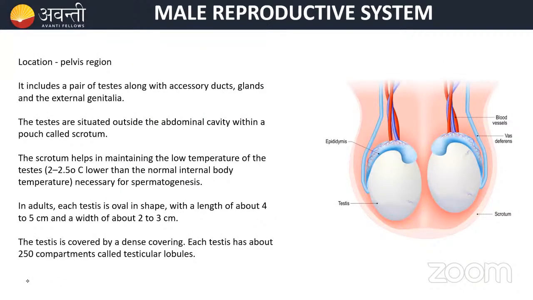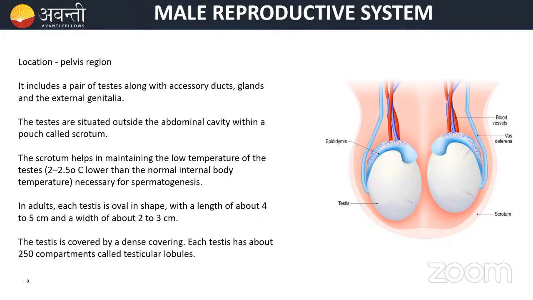So first we are going to discuss the male reproductive system, which is located in the pelvis region. The male reproductive system consists of the testis, which is the primary sex organ. Why is it the primary sex organ? Because first, it produces the male gamete, and second, it produces the hormone, which is androgen or testosterone. The male reproductive system also includes the accessory ducts, glands, and external genitalia.